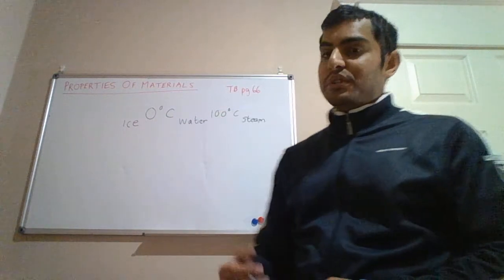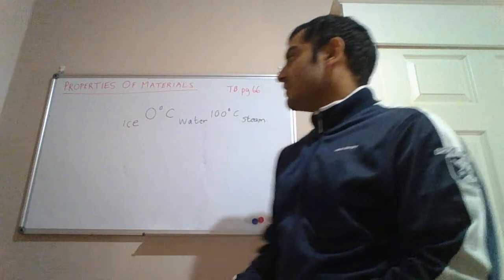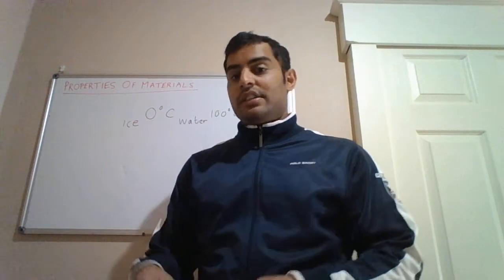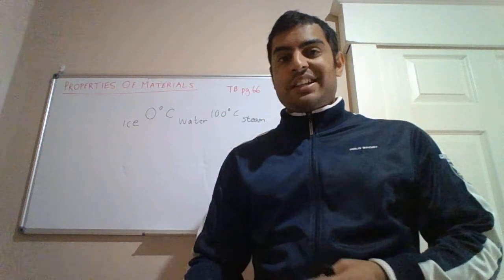So for example, if we think of a rock, at 0 degrees Celsius, the rock is a solid. If we increase the temperature, it stays as a solid until we get to very, very high temperatures, like 2500 degrees. Then the rock changes from a solid to a liquid and becomes lava.